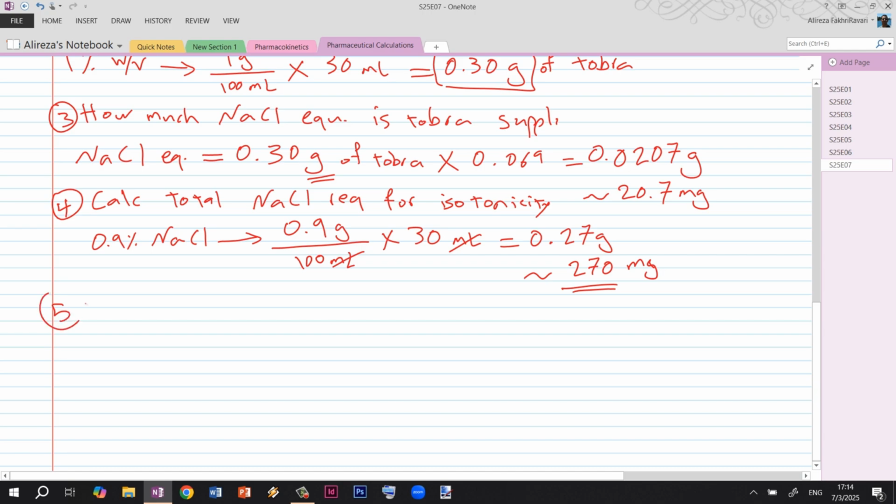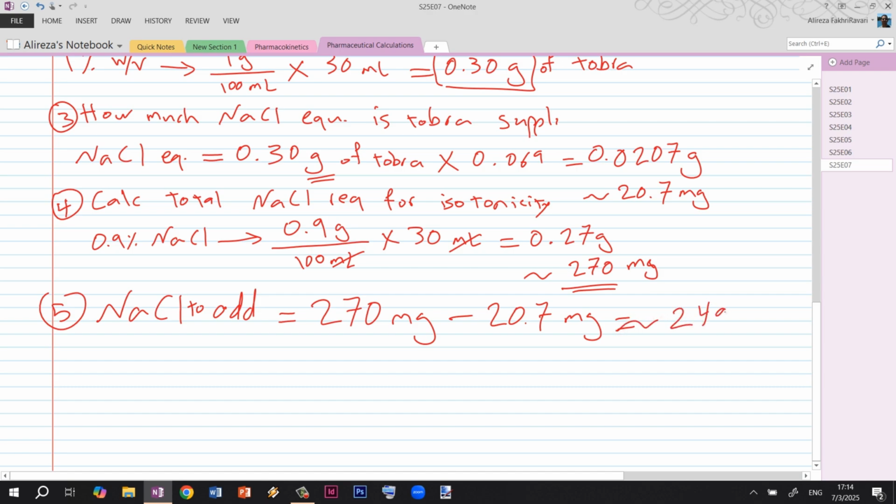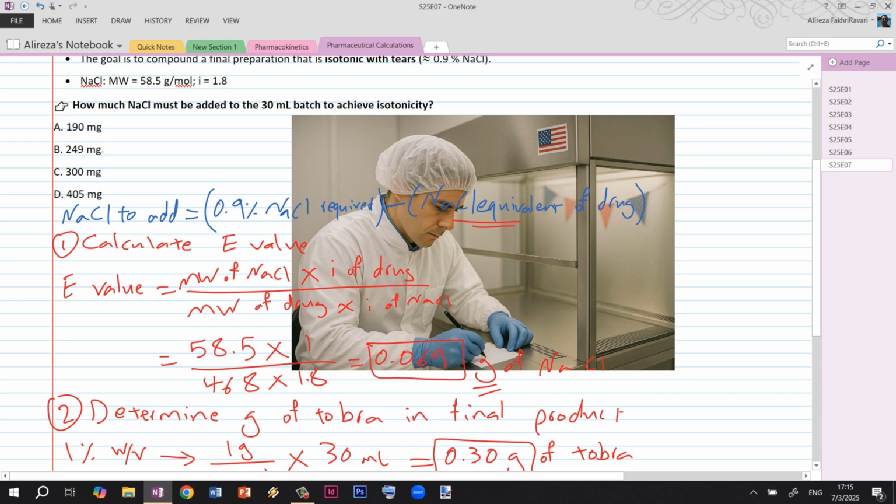So step 5 is essentially the equation we started with. Sodium chloride to add equals, so 270 milligram is how much we want in the 30 ml, and tobramycin is contributing 20.7 milligram. So you subtract this from 270, and this should give you about 249 milligram. Which is choice B.